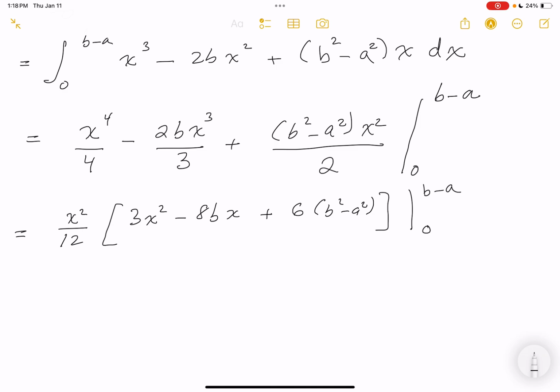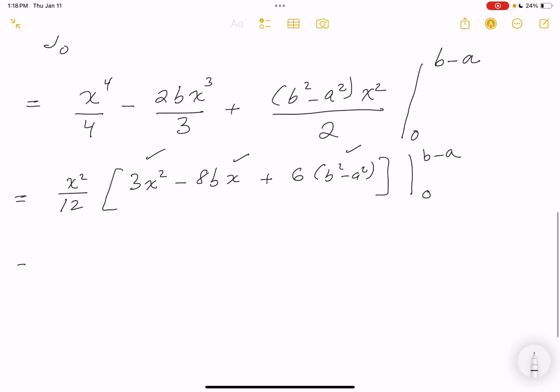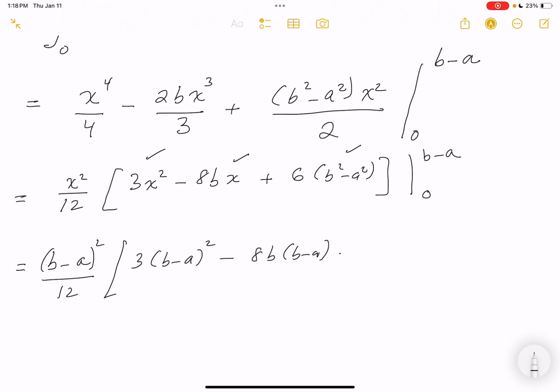Let me just stop for a moment and make sure that's correct, by the way. Look at the multiplication. I would get 3 over 12, which is 1/4. I get x to the 4th. What would you get here? Minus 8 over 12, which would be minus 2/3, and we would get bx cubed. What do you get over here? You would get b squared minus a squared, x squared, and 6 over 12 is going to be 1 over 2. It works out beautifully. Let's keep moving. I'm going to evaluate this now. It's going to be (b minus a) squared over 12 times 3 times (b minus a) squared minus 8b(b minus a) plus, well, you know what?